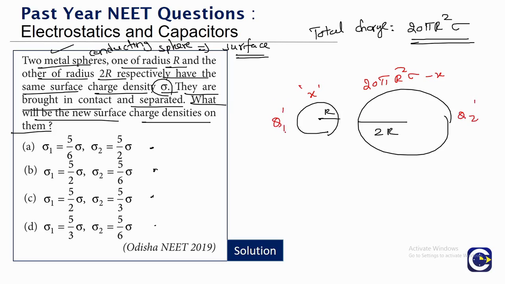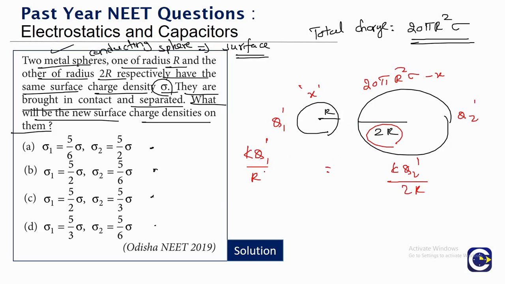What is the potential on the surface of a conducting sphere? K q by r. The potential value on the surface of a conducting sphere is K q by r. So for the first sphere it is k into q1 dash by r. For the second sphere, k into q2 dash by, here the radius is 2r. Both these values must be same. That is the condition, right? The charge redistribution will happen so that both the spheres will have the same potentials on the surface, because we know charge movement will happen when there is a potential difference.